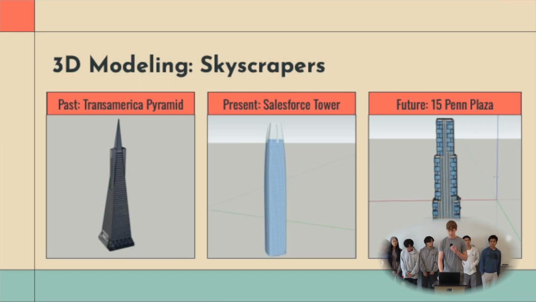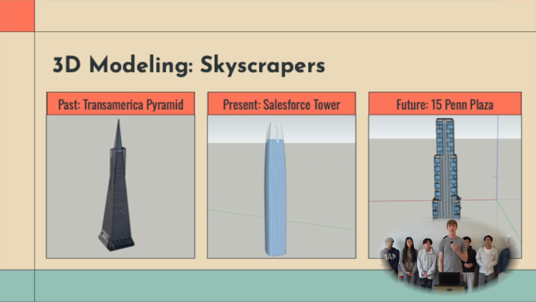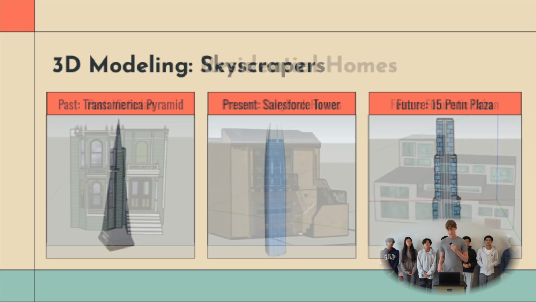Using the software SketchUp 3D, our group created 6 models comprised of 3 skyscrapers and 3 houses to highlight San Francisco's architectural trends in the past, present, and future. For our past skyscraper, we replicated the Transamerica Pyramid, which has brutalist ideas. For the present, we have the 2018 Salesforce Tower, which incorporates postmodern styles. For the future, we have the 15 Penn Plaza.